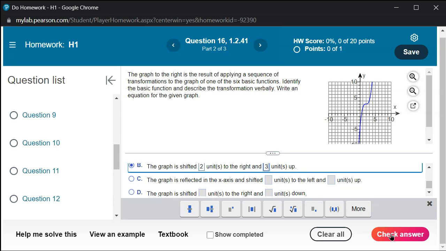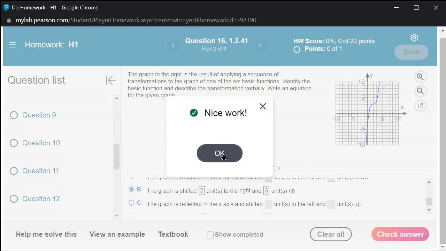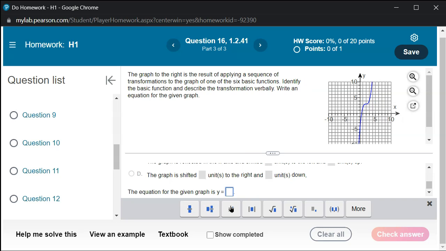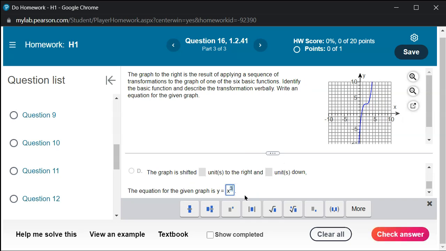Let's check the answer. We got that. To do that, we want to find the equation. Here we're going to start with x cubed. To shift it to the right 2 units, you have to put parentheses around x, and then subtract 2 to go to the right. I'll probably demonstrate it using GeoGebra. Hold on a sec.